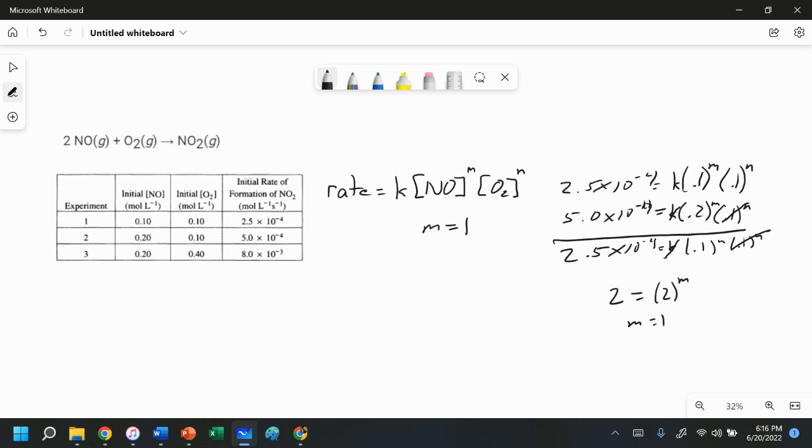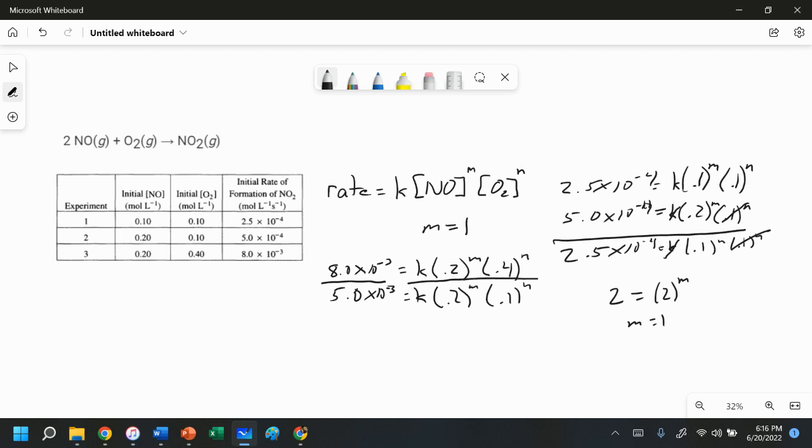So I'm going to substitute in the rate for experiment 3, 8.0 times 10 to the negative 3. That equals the rate constant times the concentration of NO, 0.2 to the m power, times the concentration of O2, 0.4 to the n power. Then I'm going to divide that by 5.0 times 10 to the negative 3 equals the same rate constant, the same concentration of NO, and 0.1 to the n power. So we're going to divide this and watch what we get.